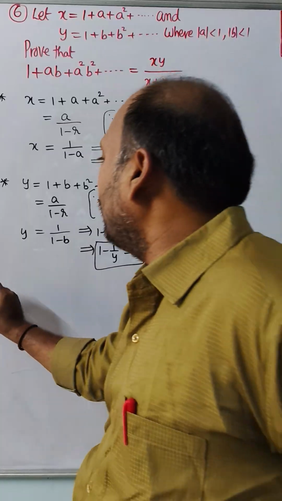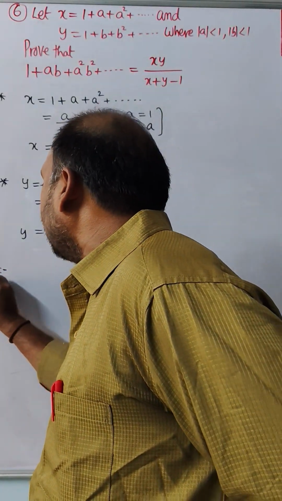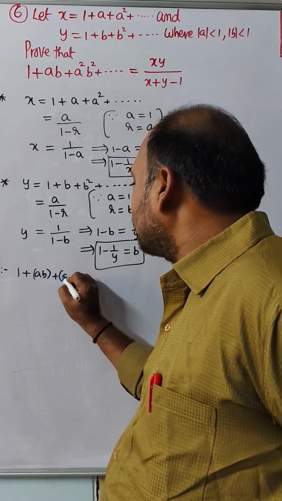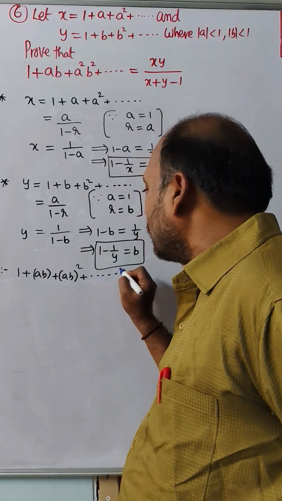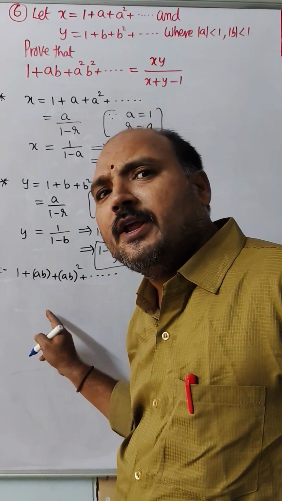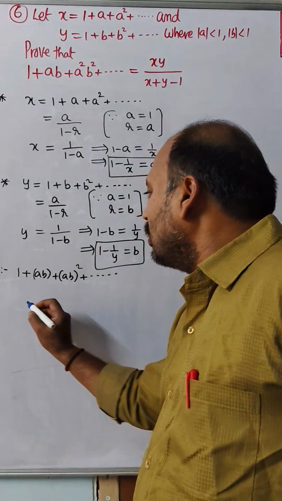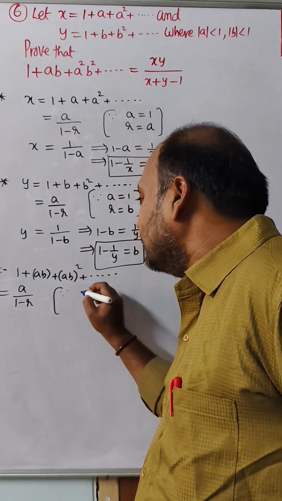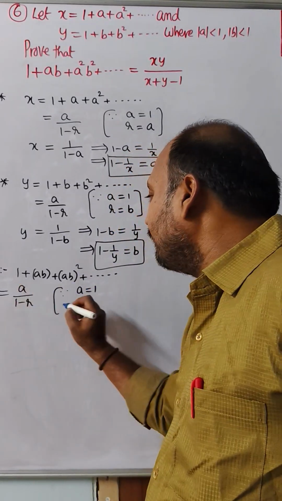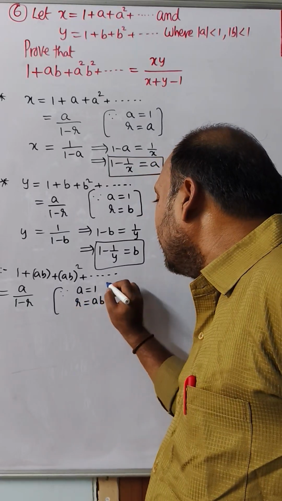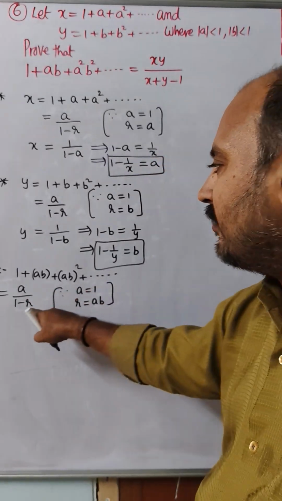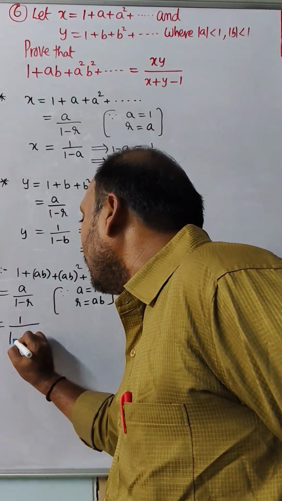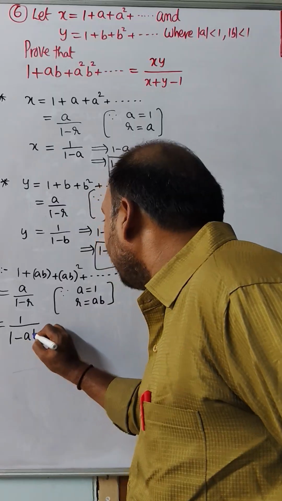Now consider the required LHS. They are asking to prove this result. LHS value: 1 plus ab plus a square b square, meaning (ab) whole square, plus and so on. This is also a sum to infinity in GP. Here also I am writing the same formula, A by 1 minus R, but based on the sequence it changes. A is the first term as 1 here, and common ratio R is equal to ab. So wherever A is there replace with 1 and R replace with ab, which is equal to 1 by 1 minus ab.